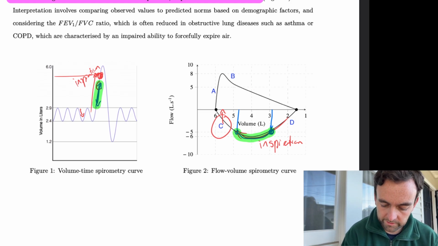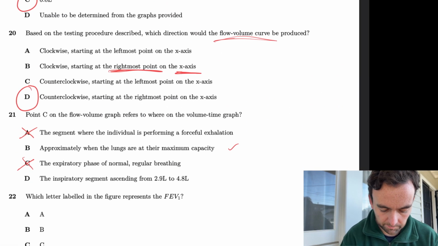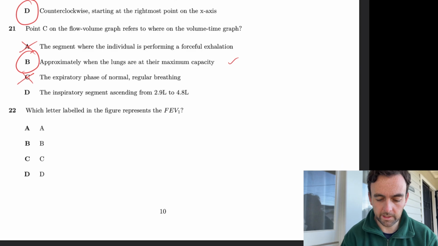Okay, but we want point C, which is after that. So it's closer to when the lungs are at their maximum capacity. So this one would be answer B.